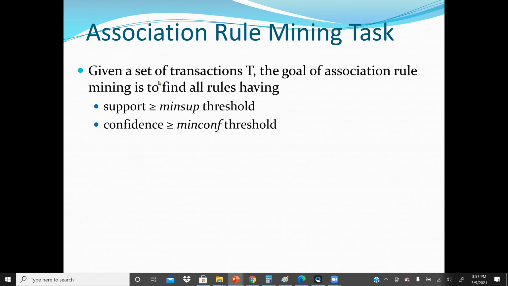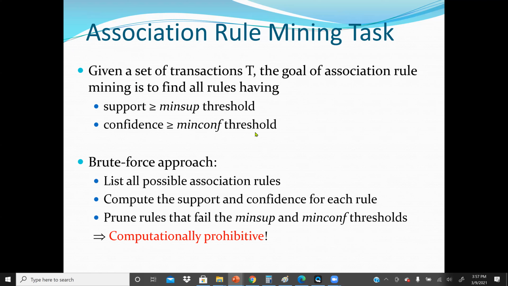So again, given a set of transactions T in a database system, the goal of association rule mining is to find all the rules having a support that is at least equal to or greater than the minimal support threshold. Also, the confidence should be greater than or equal to the minimal confidence threshold. Now, how do we generate these rules?